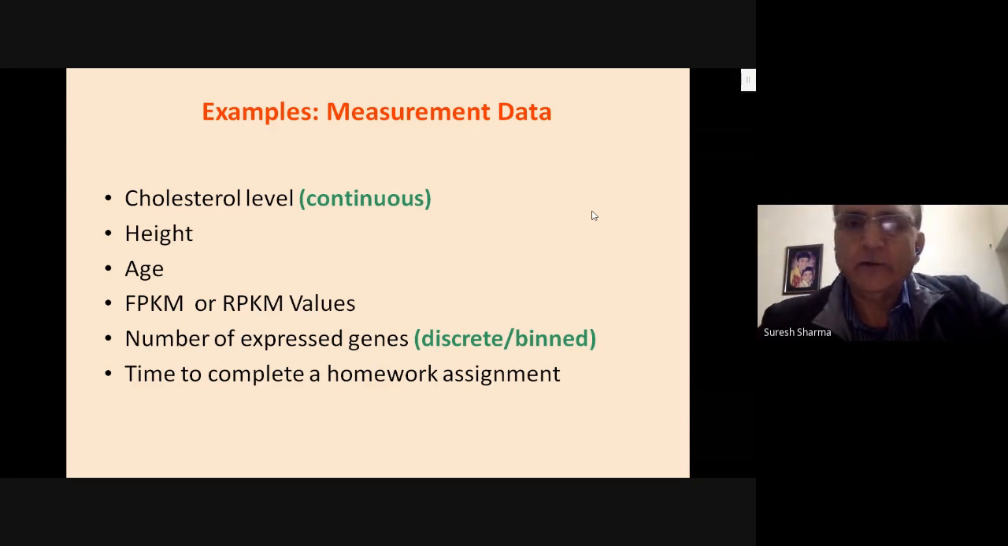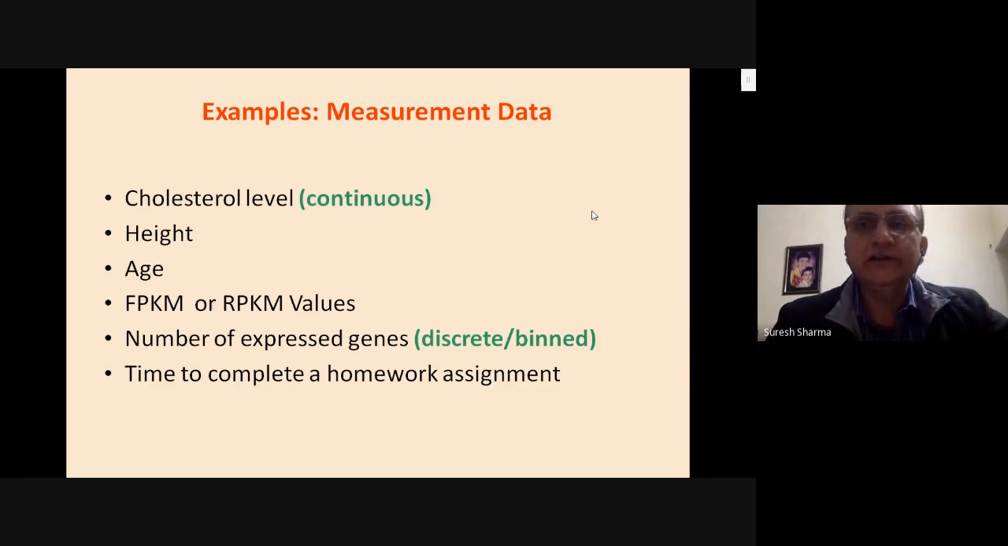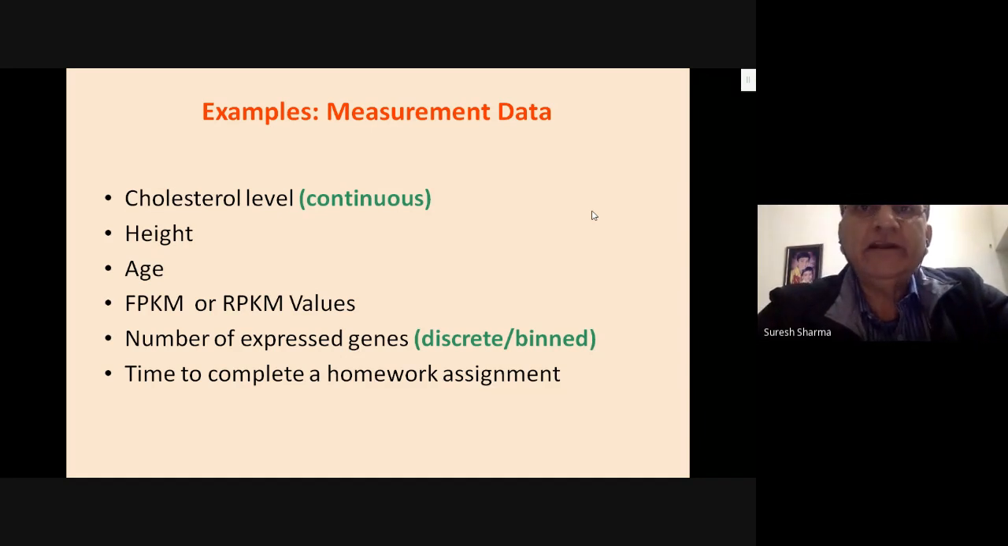Number of expressed genes, how many genes are expressed for a particular kind of disease, time to complete a homework assignment. So time is also a measurement. So all these are examples of measurement data. And if you look at any kind of measurement data, it is basically of two types. Either it is called a discrete measurement, or it is sometimes called continuous measurement. Now, what do you mean by discrete measurement data? Discrete measurement means if certain isolated values are present in your data.